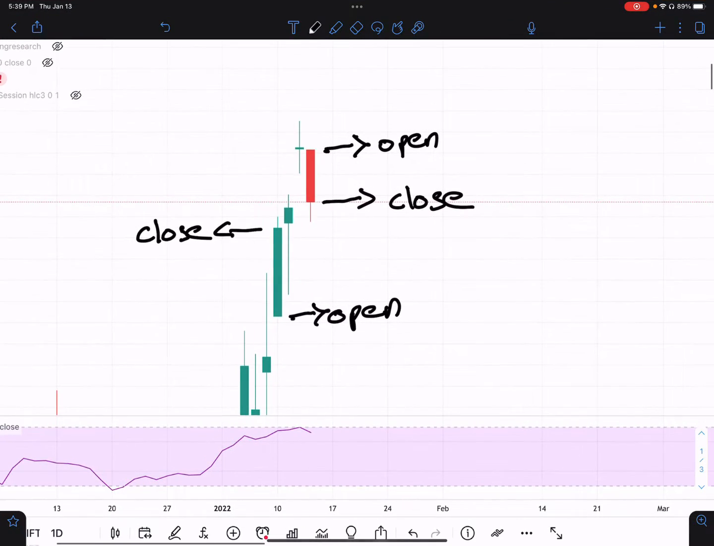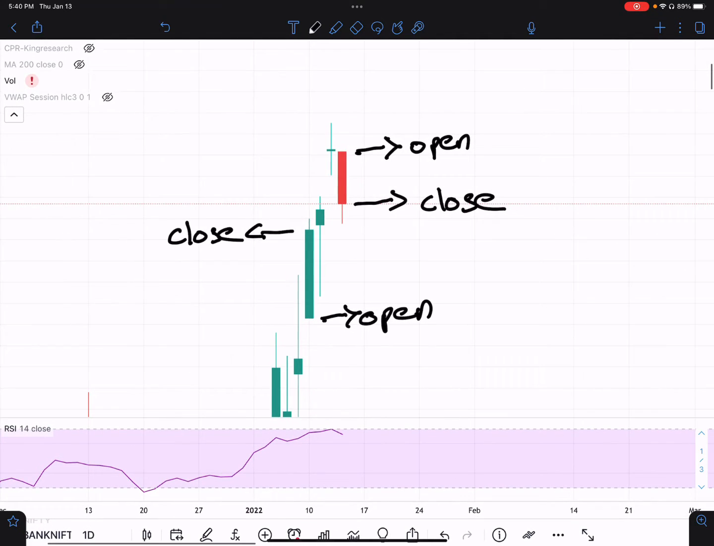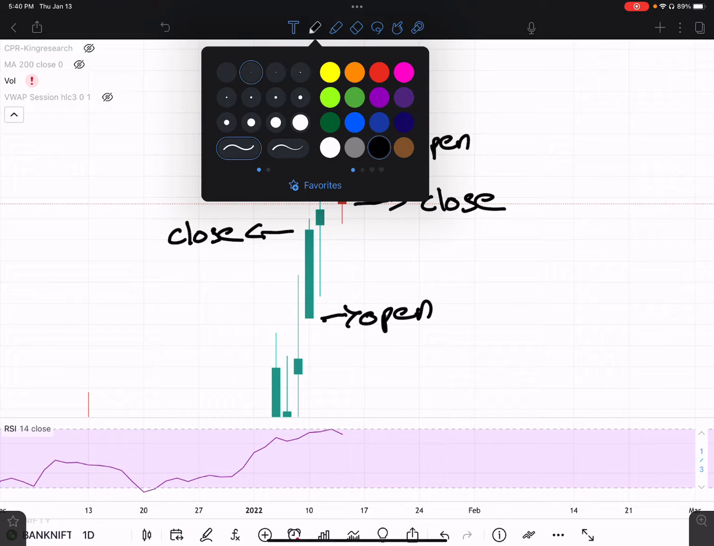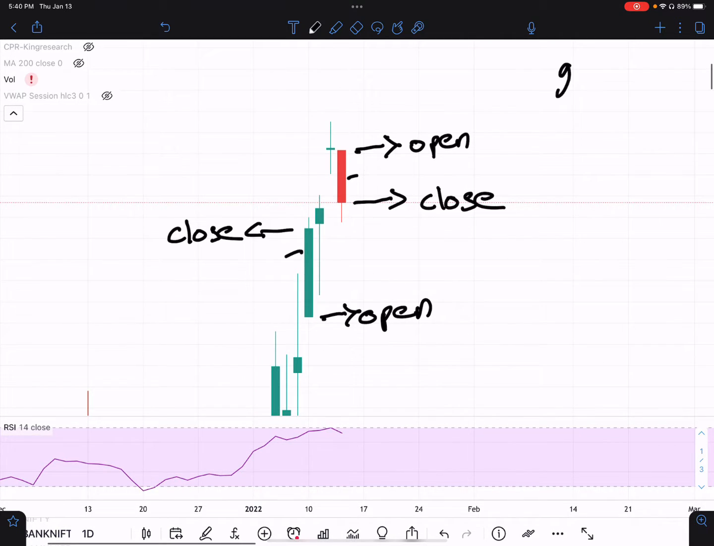So this is how a candle looks. There are mainly two types of candles, red candle and green candle. This is a green candle, as you can see, and this is a red candle. Green candle means, for example, a stock price opens at 100 and closes at 200. That means there's a gain of 100, and that represents a green candle.